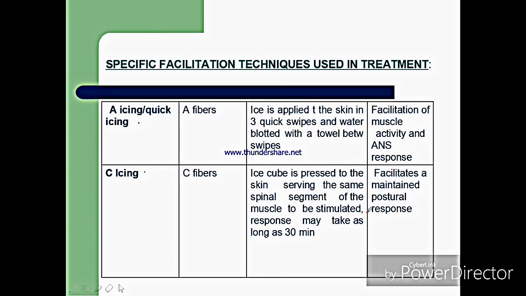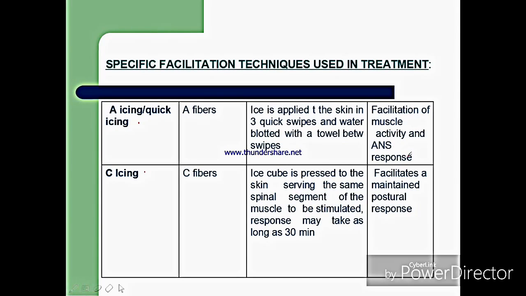Icing to activate the C fibers is done by holding the ice cube pressed in place for 3 to 5 seconds, then wiping away the water. Ice is a noxious stimulus. A icing is the application of quick swipes of the ice cube to evoke a reflex withdrawal similar to the response of the light touch. Quick icing is used with flaccid or placid type of muscles.